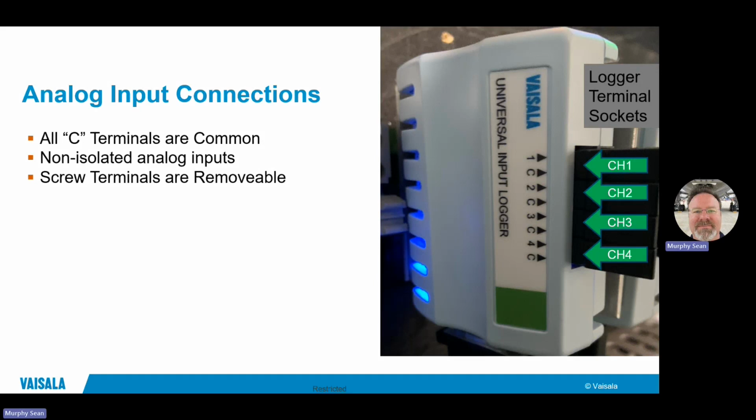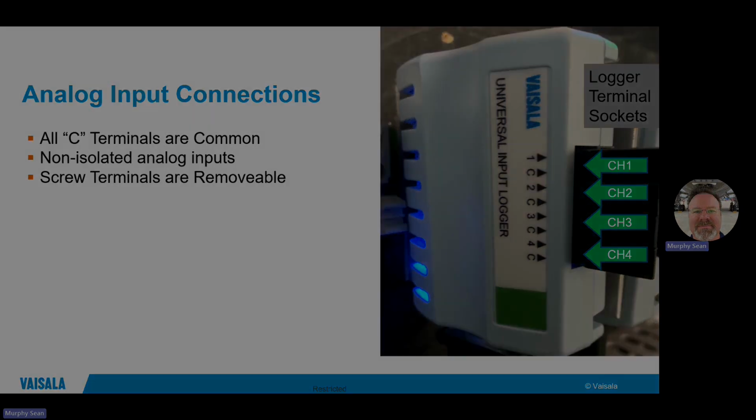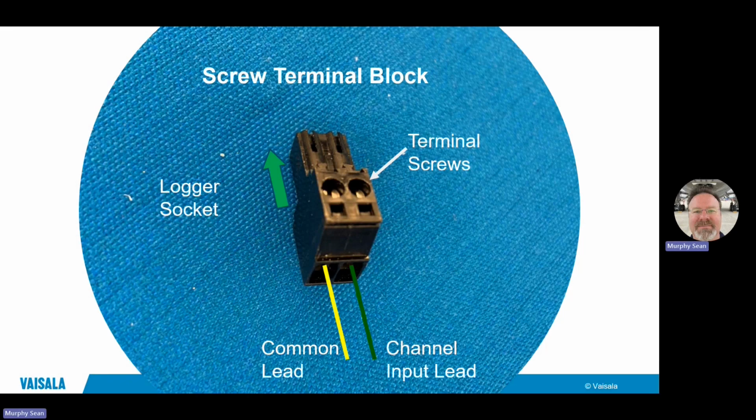In other words, all these inputs, the common terminals, are the same inside of it, like there's a large bus bar across those terminals. You can see it labeled on the data logger as being 1C, 2C, 3C, 4C. The 4 to 20 milliamp signal goes in between 1 and C. So that's where you connect the first channel, and 2 and C go to the second channel, and so on through channel 4. The screw terminal block, there's 4 of these that come with the data logger.